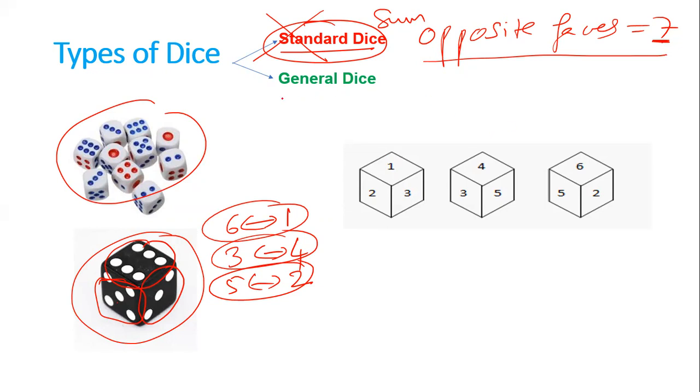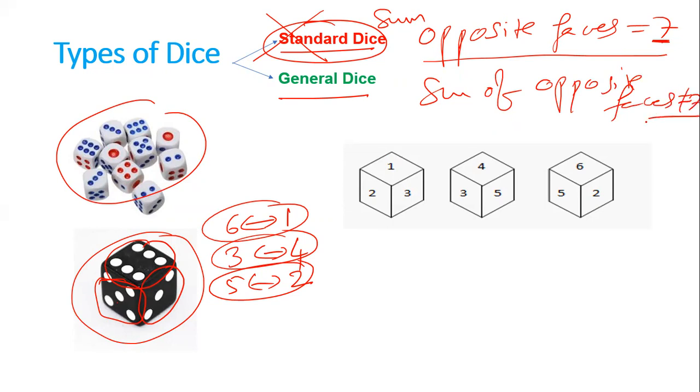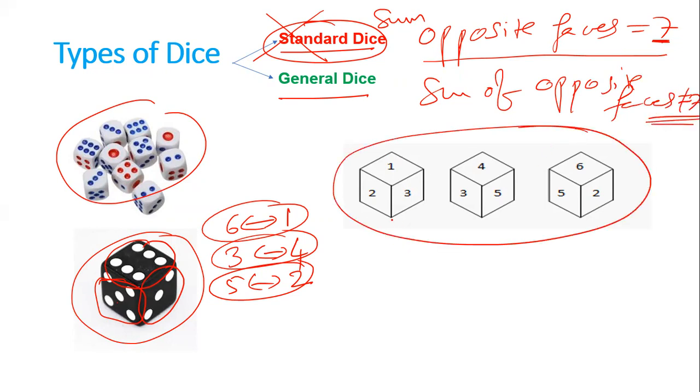But when it comes to general dice, here the sum of opposite faces is not 7. For example, you can see here, these are 3 different views of a general dice. Now you can see here, the sum of adjacent faces is 7. Here also, the sum of 2 adjacent faces is 7. So this is not standard dice. This is called general dice.